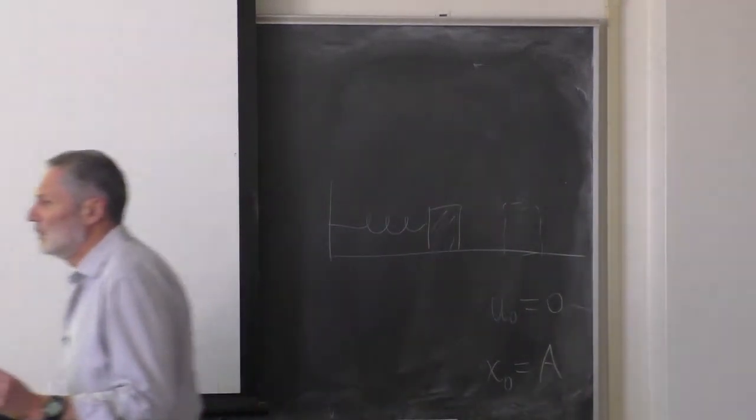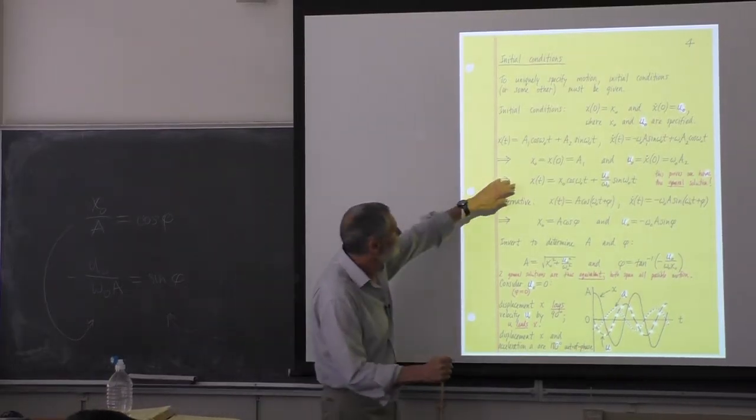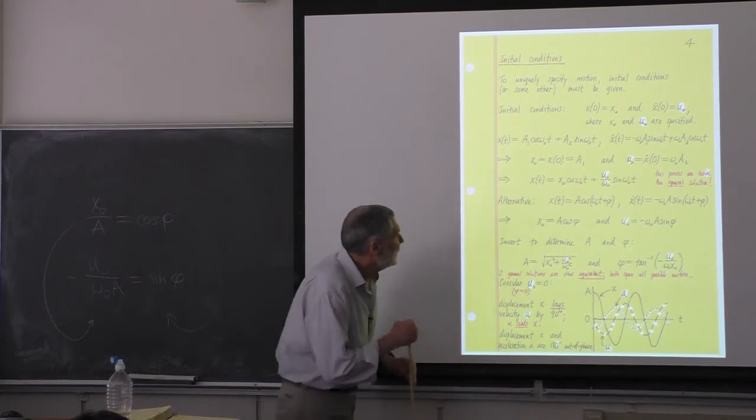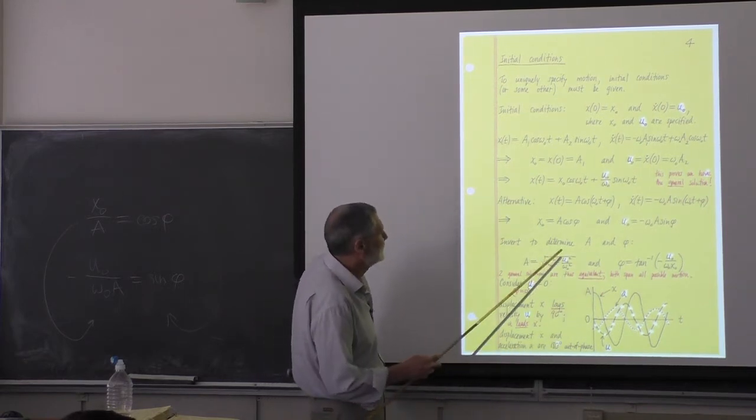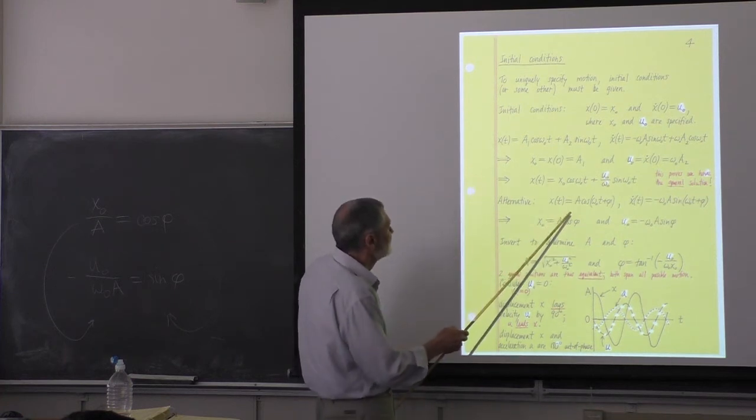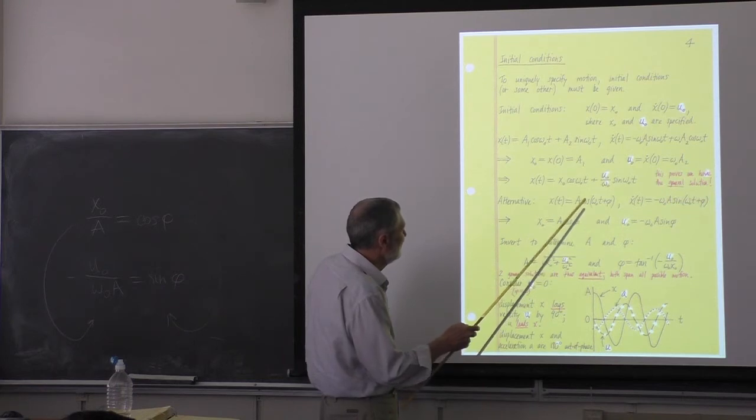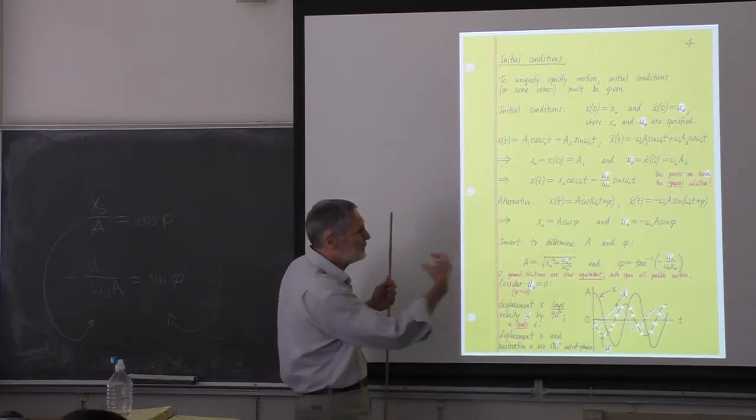What does the motion look like in time? What does our solution look like? We have the solution as a function of time. Well, here's what it looks like. You can use either form of the solution here, but it's just going to be a pure cosine wave in this case when we pull it and release it from rest.